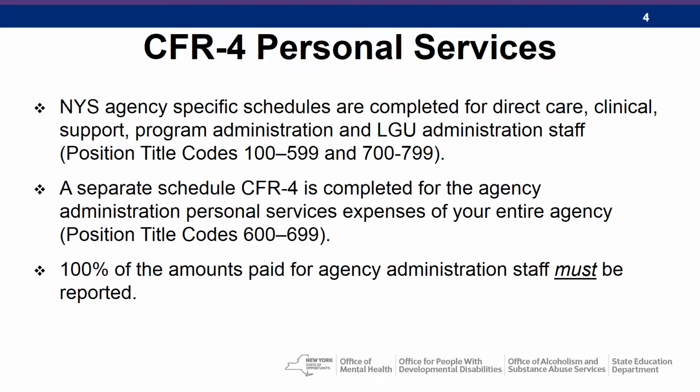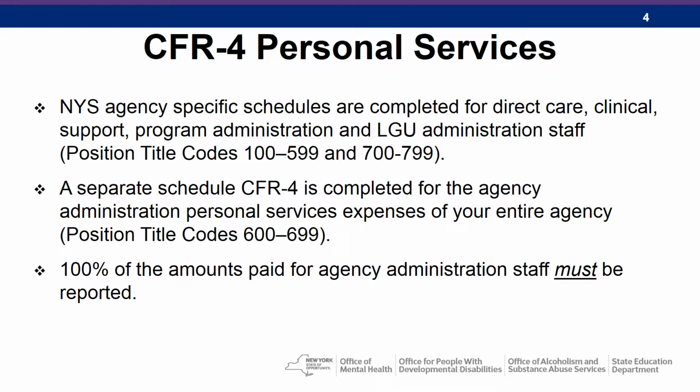New York State or NYS agency-specific schedules are completed for direct care, clinical, support, program administration, and LGU administration staff. These are position title codes 100 through 599 and 700 through 799. A separate schedule of CFR 4 is completed for the agency administration personal services expenses of your entire agency. These are position title codes 600 through 699. Note that 100% of the amounts paid for agency administration staff must be reported.